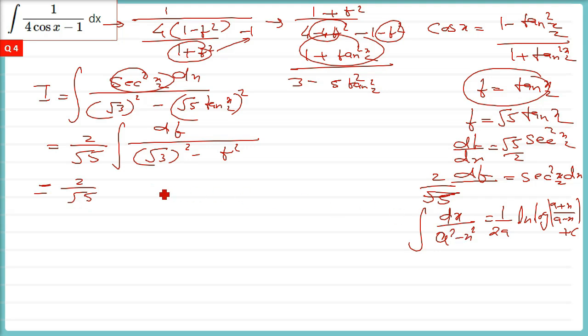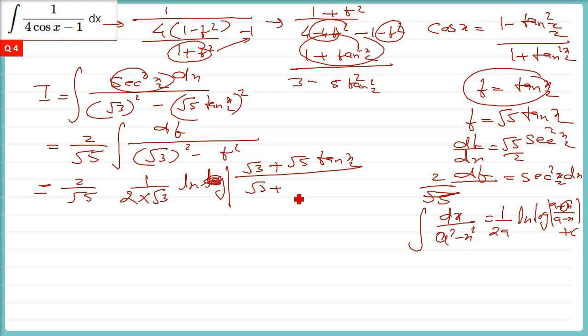So 2 by root 5 here. Now you can just write 1 by 2a. What is a? Root 3 here. And ln, which is ln or log. It's up to you. You write ln or log base e. Modulus root 3 plus what was x? It's t basically. But t was taken as root 5 tan x by 2. So I'm replacing it here only. And here also root 3 plus root 5, root 3 minus root 5 tan x by 2.